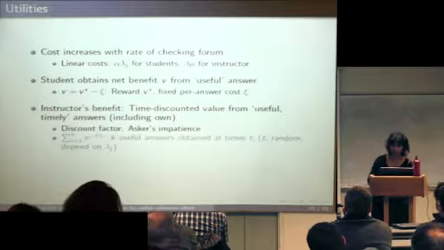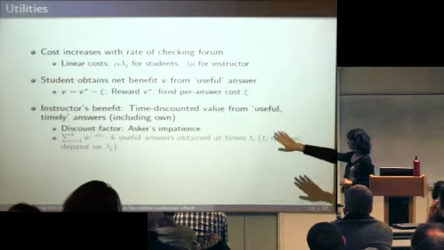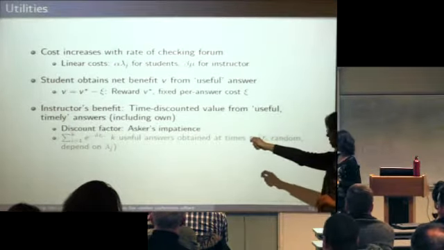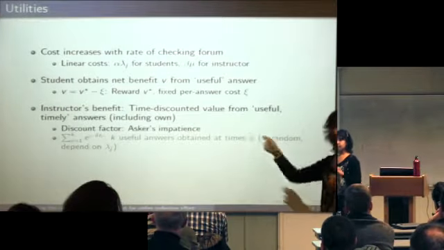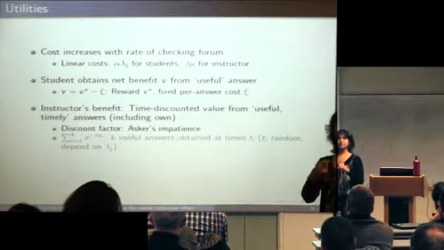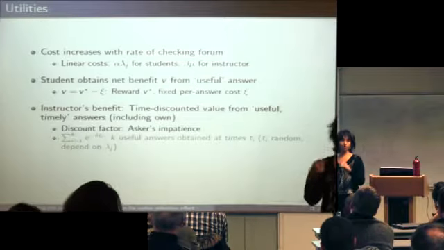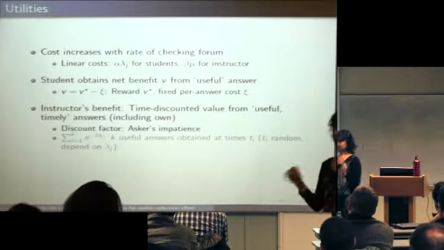discounted very lightly. Okay? And the specific form we are going to use is the summation of e to the minus delta t_i, where e to the minus delta t_i is the time discounted value from an answer which was received at t_i, summed over all the answers that are received.